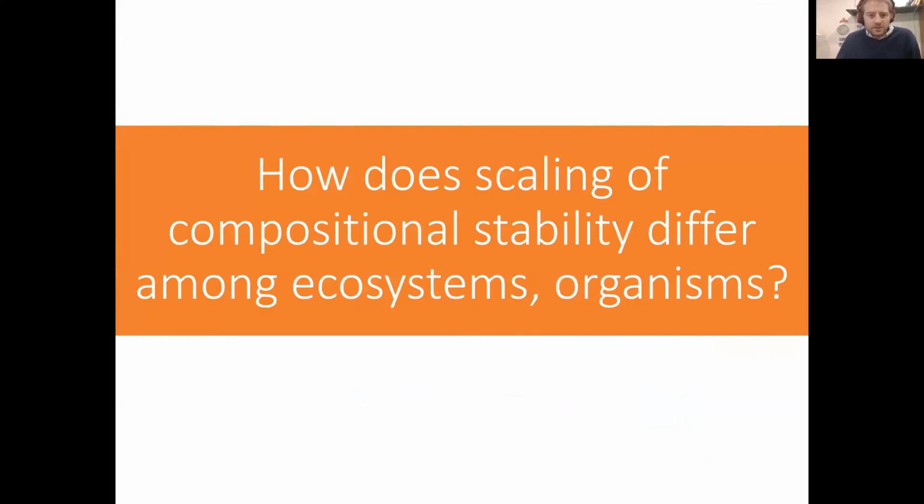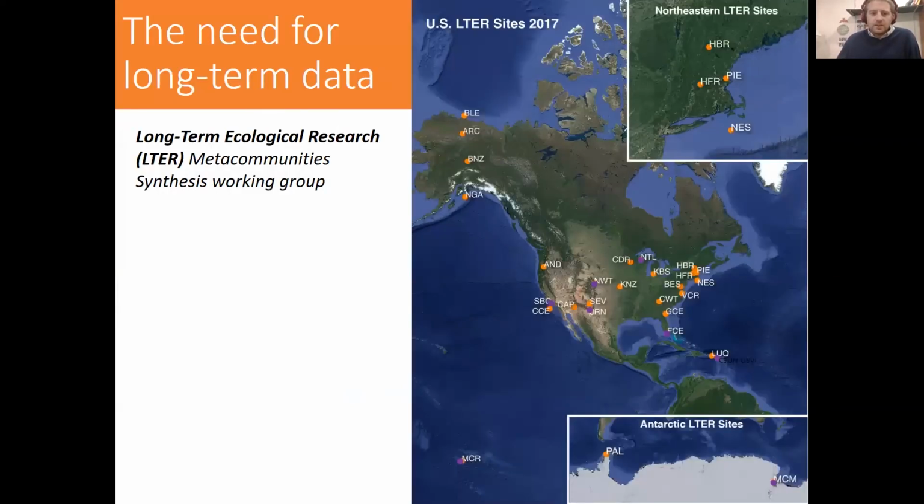Okay, so how does scaling of compositional stability differ amongst ecosystems and organisms? This essentially is the question that our working group is focusing on right now with a meta-analysis that we're working on. And so we're looking at data from different LTER sites.